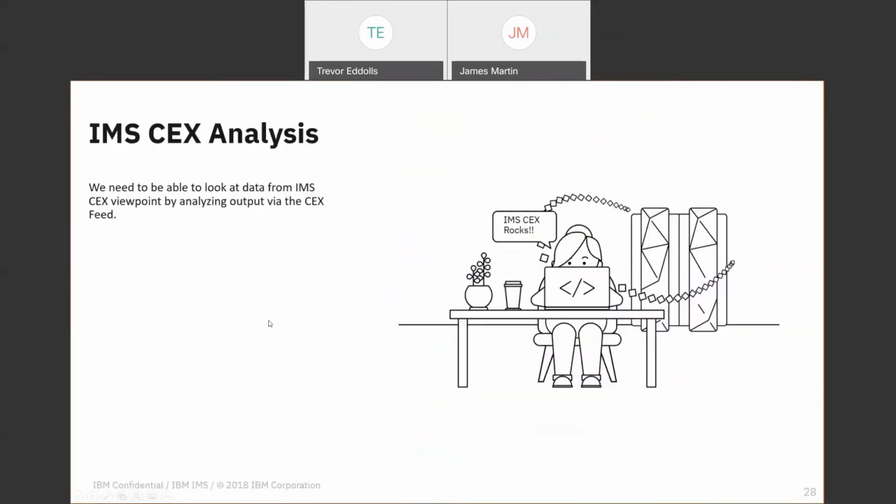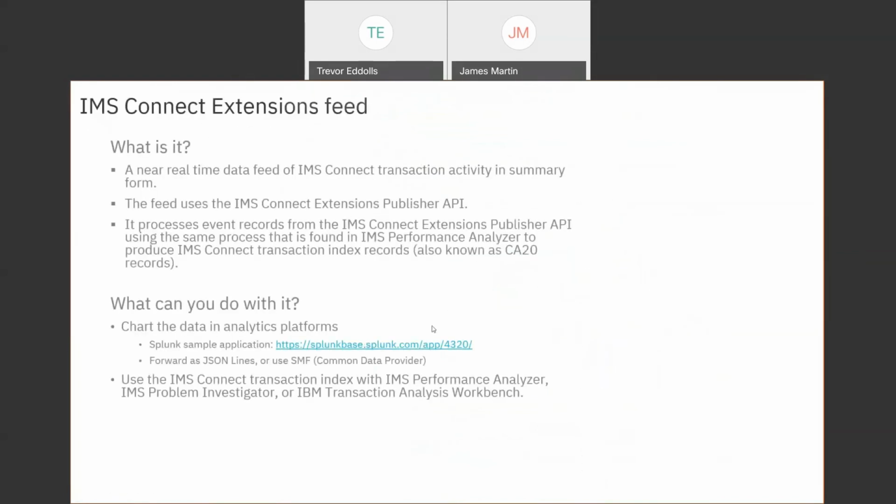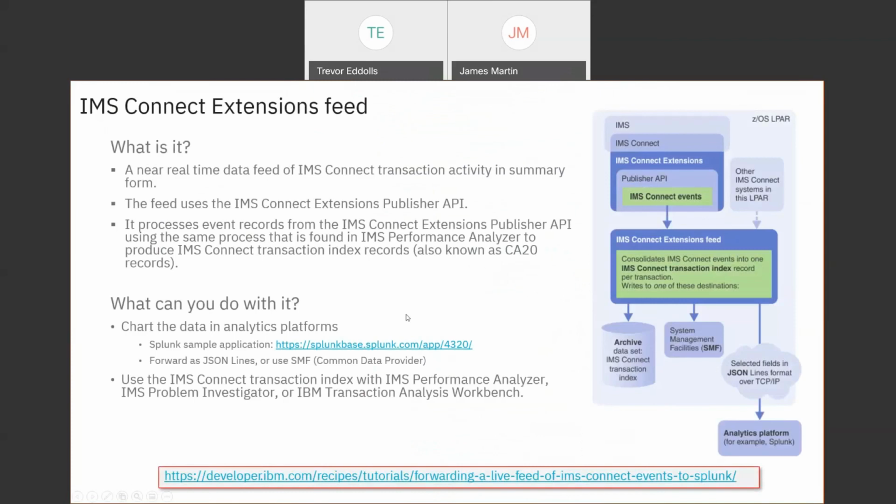Now, IMS Connect Extensions analysis. Connect Extensions has always been known for its journaling capabilities, similar to the IMS log, but we always use other tooling like PA and PI to gain insight into performance in IMS Connect, right? Well, with the implementation of IMS Connect Extensions version 3.1, we introduced a feature called the IMS Connect Extensions feed, which actually allows us to feed near real-time instrumentation or performance data about IMS Connect to off-host platforms like Splunk or ELK or things like that.